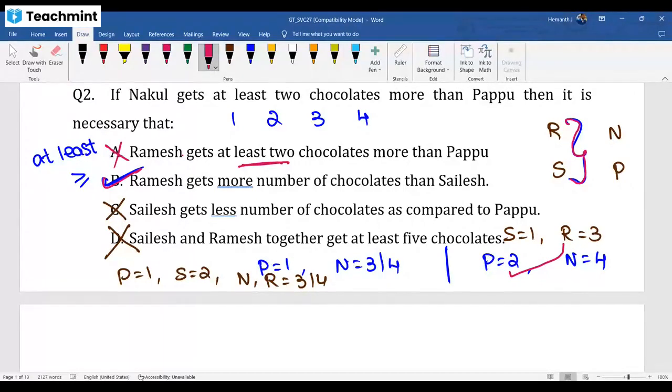So, see, this is the thinking process, my dear friends. You have to try all possibilities. Some people will say, sir, I took Pappu 2, Nakul as 4, then Sailesh is 1, Ramesh is 3. No, we have to try all possibilities, my dear. It's not about taking only one thing and getting my job done, not like that. Think of all possibilities. Any doubt in this question, please let me know.